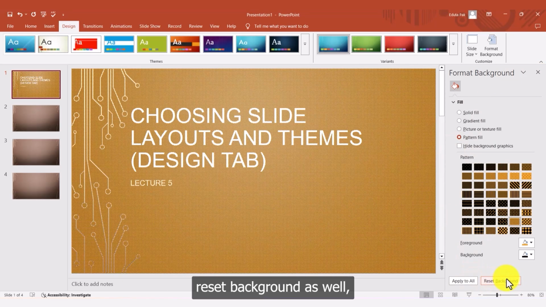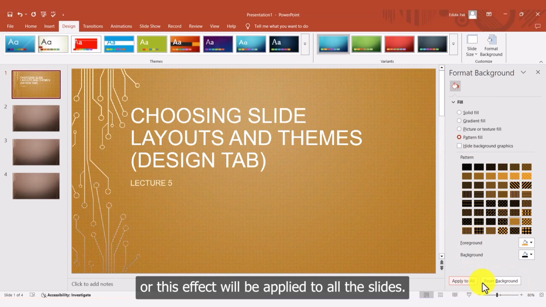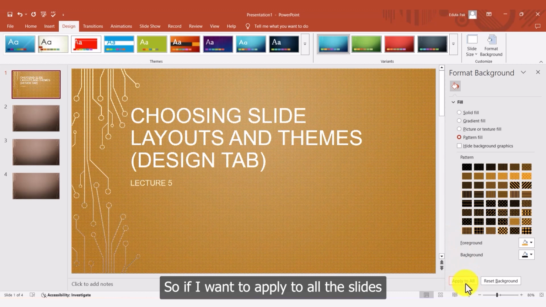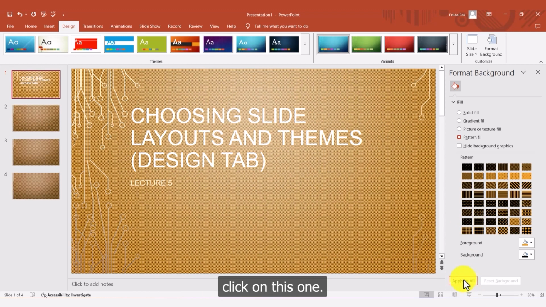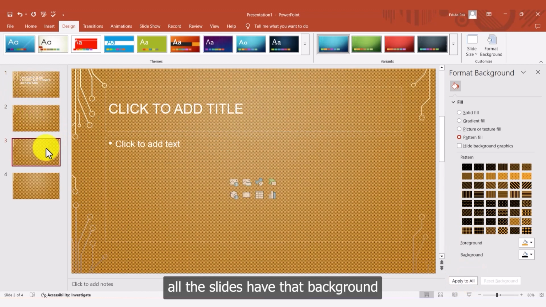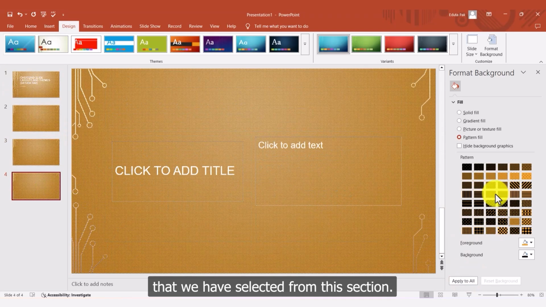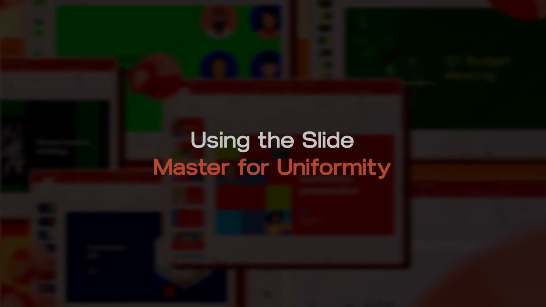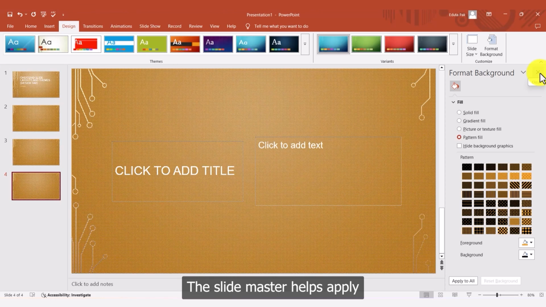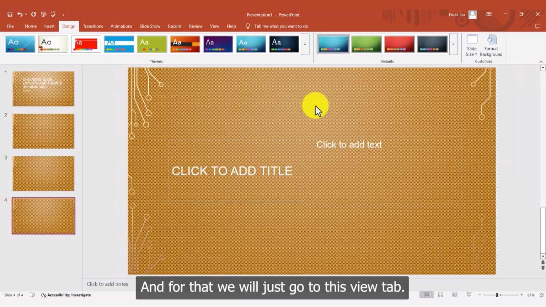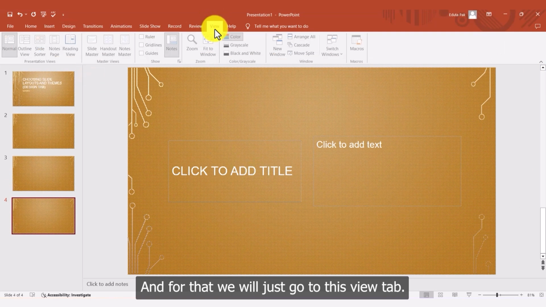You can just reset background as well, or this effect will be applied to all the slides. So if I want to apply to all the slides, click on this one. Here you can see all the slides have that background that we have selected from this section. Using the slide master for uniformity. The slide master helps apply changes across all slides instead of adjusting them one by one. We'll just close this one, and for that we'll just go to this view tab.